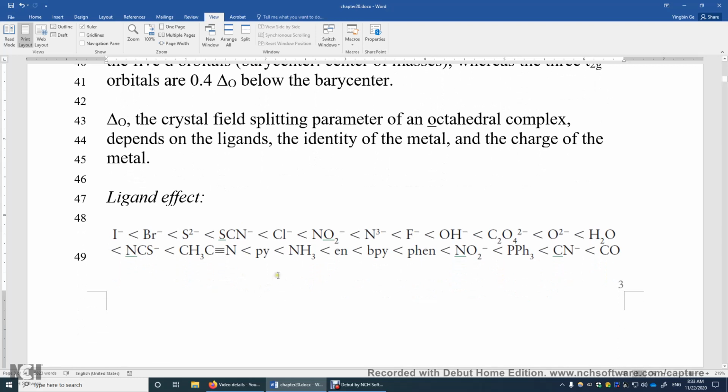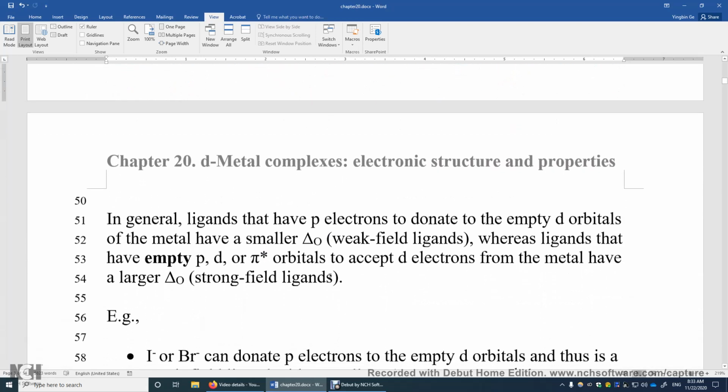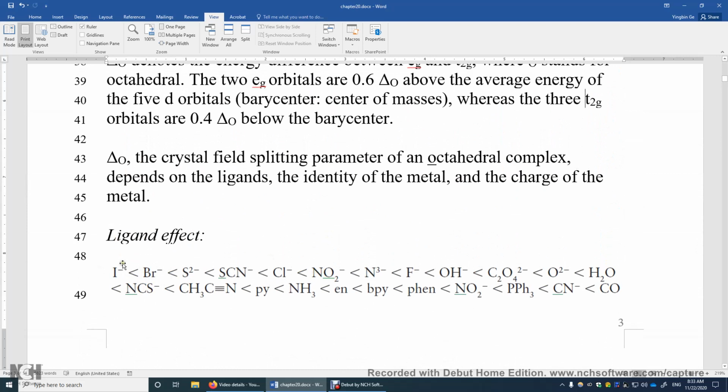For now, I can just briefly introduce some of the reasons very superficially. In general, ligands that have p electrons to donate to the empty d orbitals of the metal have a smaller delta O. For example, bromido, chlorido, also iodido. So other than the two electrons that become the bonding electrons between, for example, this chlorido ligand and the transition metal center, this ligand has three more lone pairs of electrons, all right? And they can be donated to the empty d orbitals of the transition metal as well. And that actually reduces delta O, reduces the crystal field splitting parameter here.